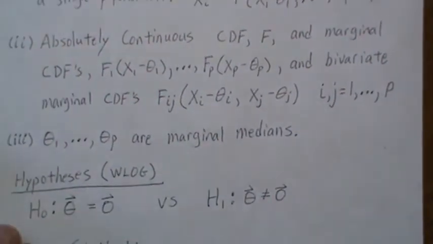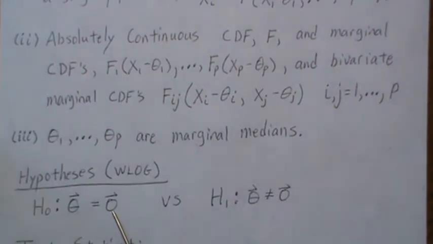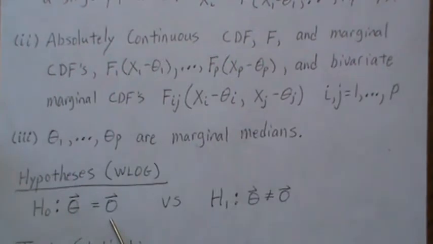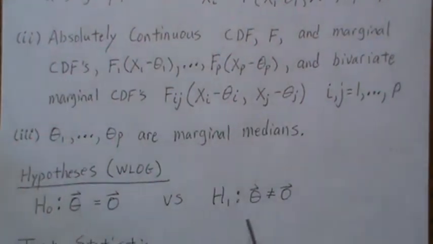So the hypothesis that we're going to look at, and this is without loss of generality, is that the median vector is 0 versus that it's not 0. And it's without loss of generality because if we say that theta is equal to some theta 0, then we could take our original data x, subtract off this theta naught, and then our new data called y has a median of 0. And so we can easily transform it into this case.